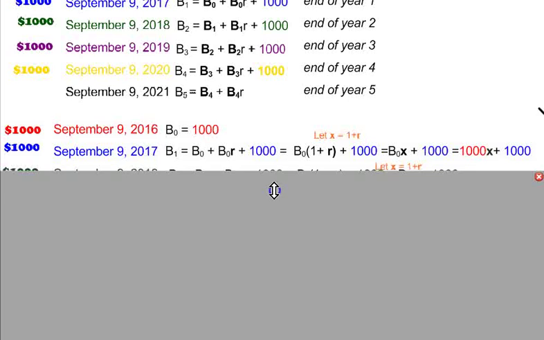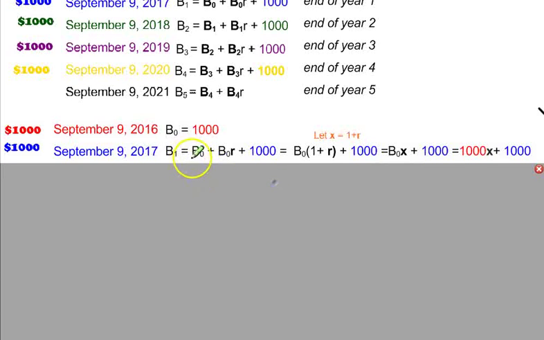If you take a look here, what we've done is we repeat this value from the end of the first year, but if you look at it, B naught plus B naught times R is the same thing as B naught times 1 plus R. So I'm going to replace 1 plus R with the expression X. So then this becomes B naught times X plus 1,000. And we know that B naught is 1,000. So at the end of the first year, our expression in terms of X is 1,000X plus 1,000.